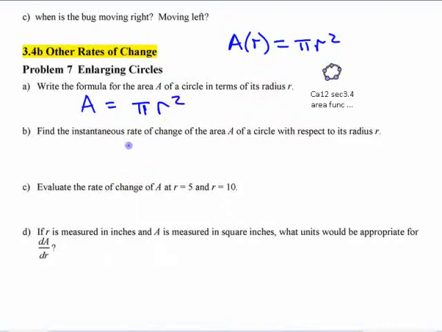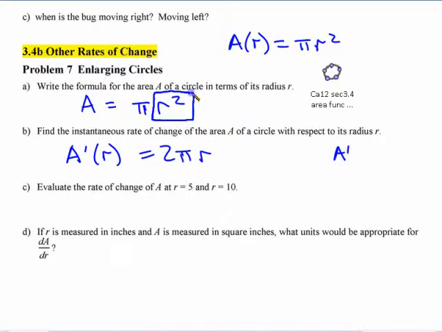If you find the derivative of this, in other words, if we write now A prime of r, the derivative with respect to r, or of course just A prime, it's 2 pi r. Well, because this is a constant, right? That's a constant. And the derivative of something squared is 2 times that something. Okay?